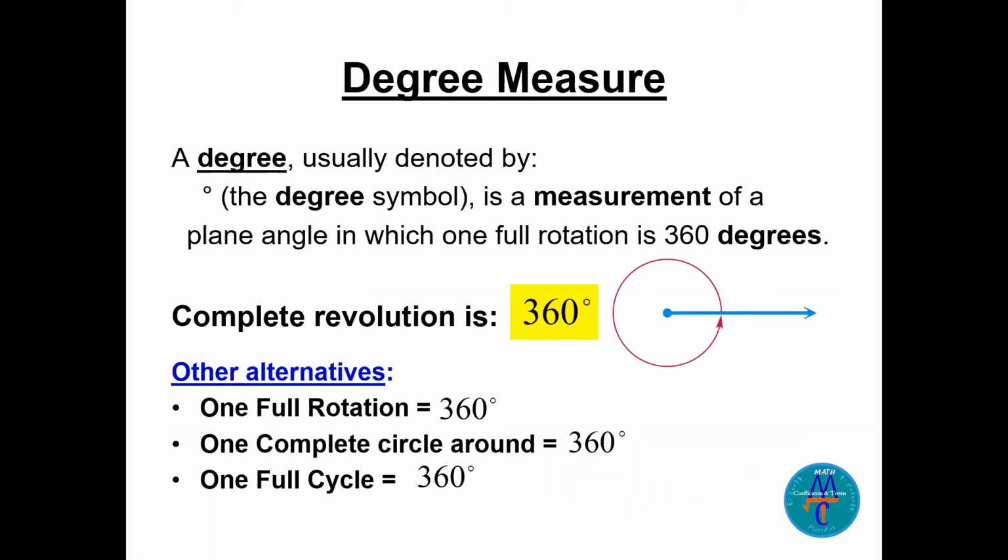Now the degree measure, if we make a complete revolution, we will have 360 degrees. And here, if we have 90, it will be the first quadrant here. So we can have 1 degree, 2 degrees, 3 degrees, etc. 360 degrees, we can call it complete revolution. We can call it 1 full rotation, or 1 complete circle around, or 1 full cycle. All of them are the same meaning.